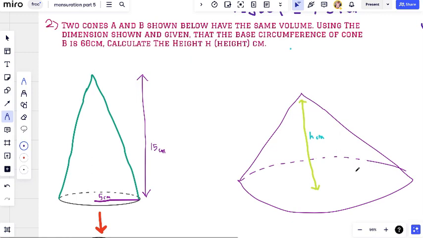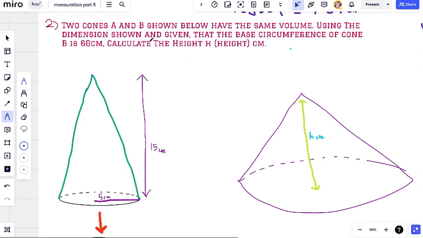The question says two cones, A and B, shown below, have the same volume. So the volume is the same. So what will we do? If they give us one, we can find the volume of that one and use that same volume for the other one that is not given.